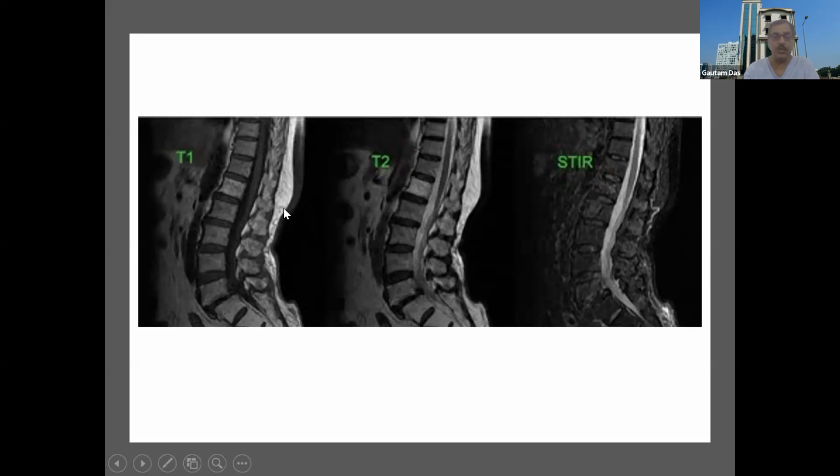This is looking very bright white. So what are these white structures? Subcutaneous tissue. Subcutaneous fat. Very good. And then you can see these structures which are looking gray. But again, in between, you can see a very bright white structure. What is this bright white structure? This is your epidural fat, posterior epidural fat. So this is also looking white.